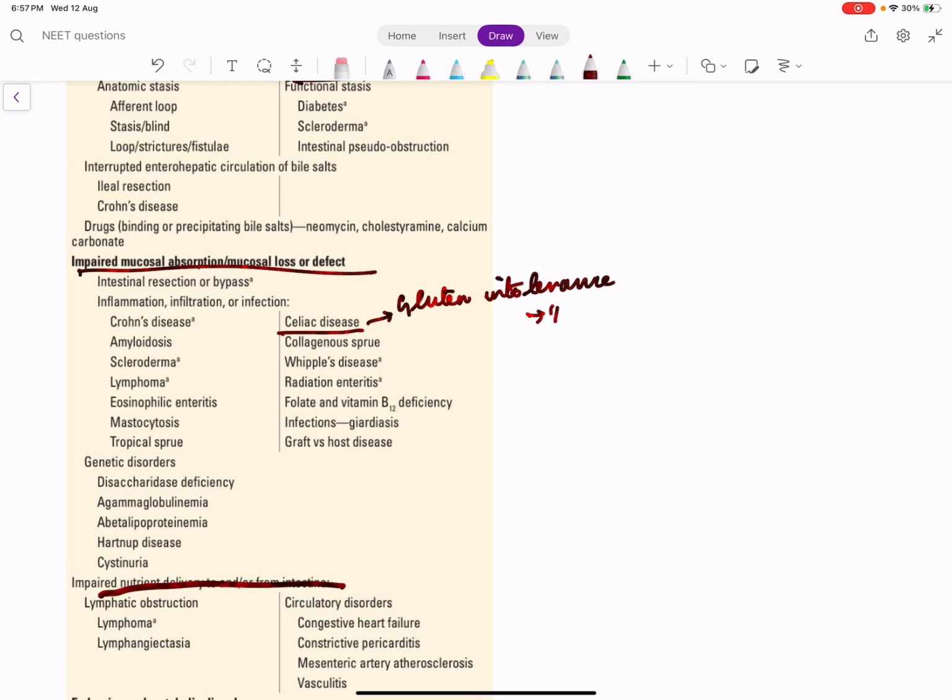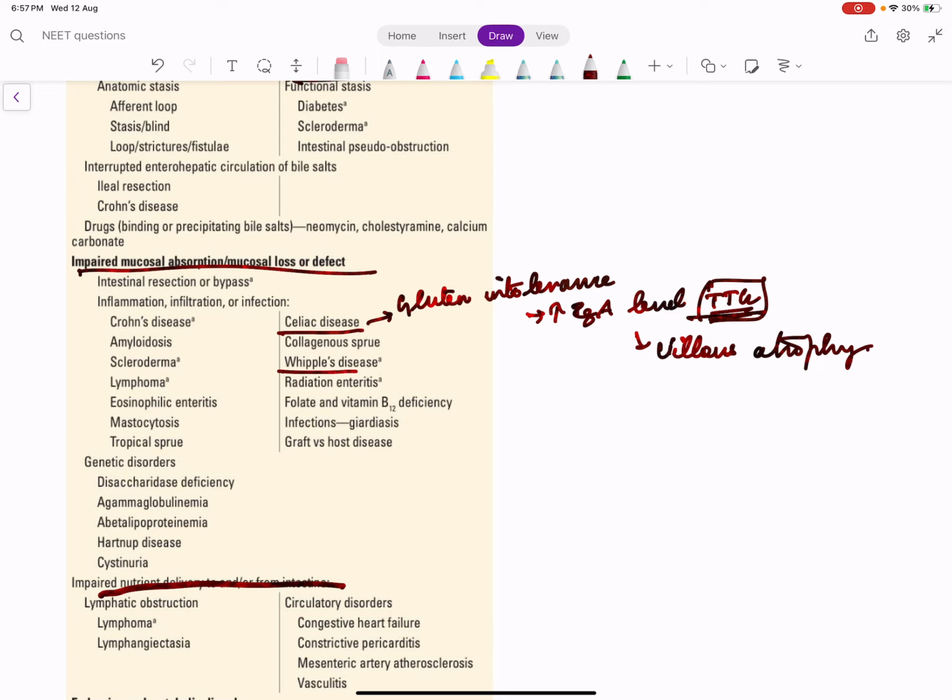So here there is increased IgA levels or antibodies against tissue transglutaminase. Okay, so it's like a sort of autoimmunity. It damages the mucosa, causing diarrhea. So there will be villus atrophy. This will be the biopsy finding.